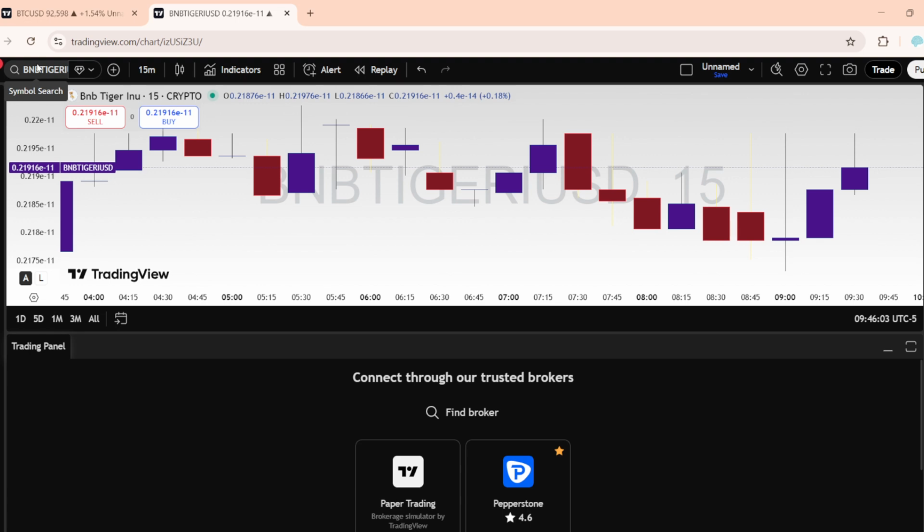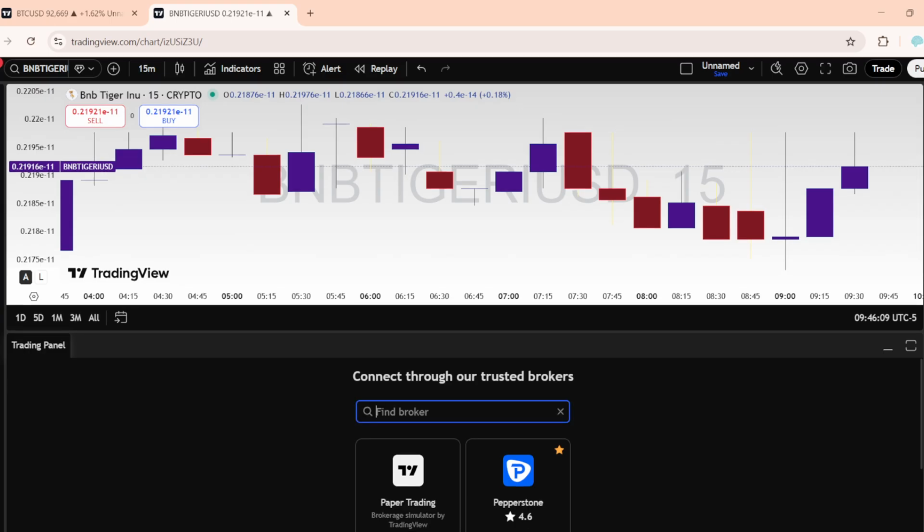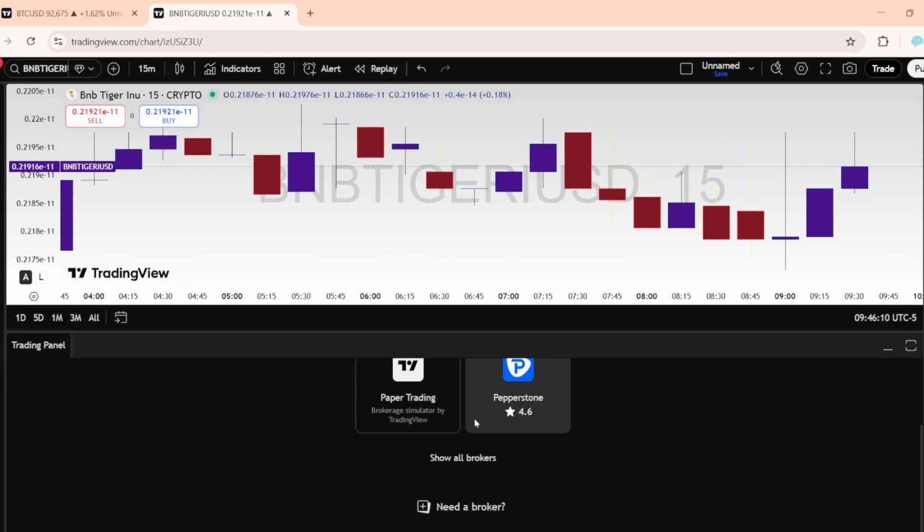Next, look along the bottom of the chart and click Trading Panel. This opens the area where you'll connect to a broker and manage orders. If you don't see it, make sure your chart is maximized and the panel isn't collapsed.